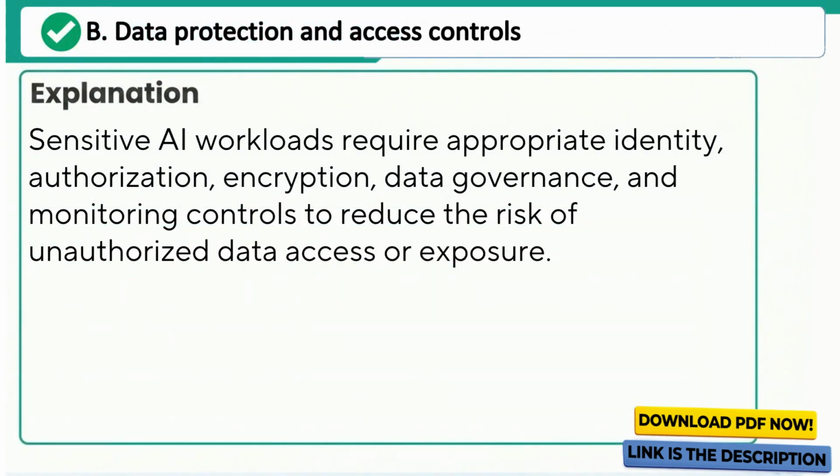Correct answer, B. Data protection and access controls. Explanation. Sensitive AI workloads require appropriate identity, authorization, encryption, data governance, and monitoring controls to reduce the risk of unauthorized data access or exposure.